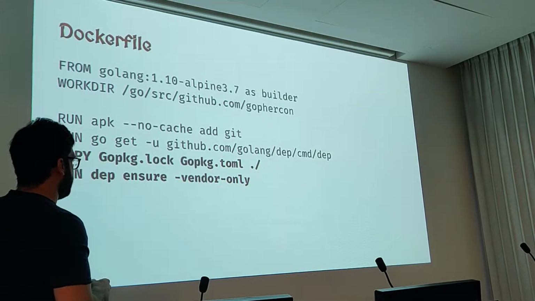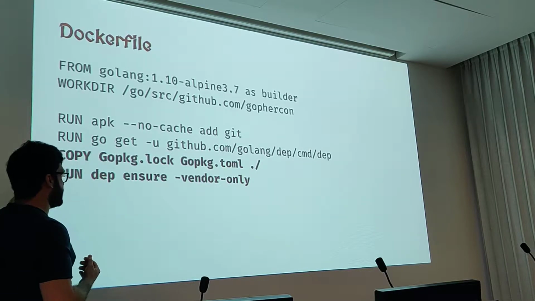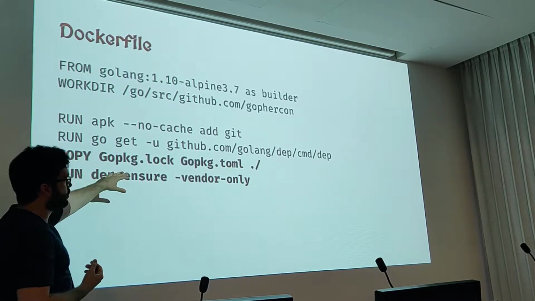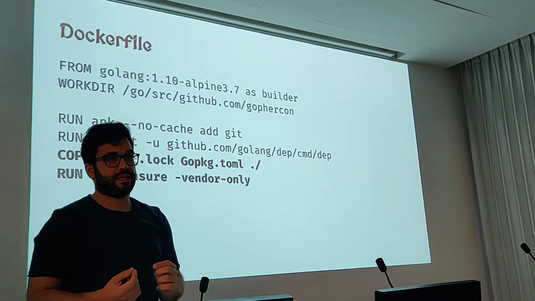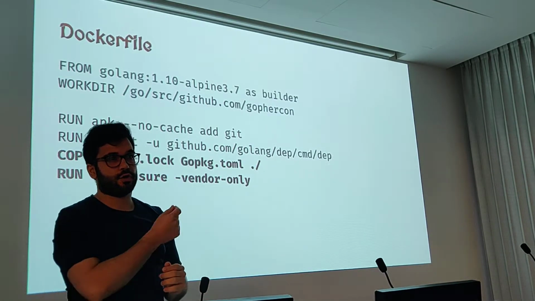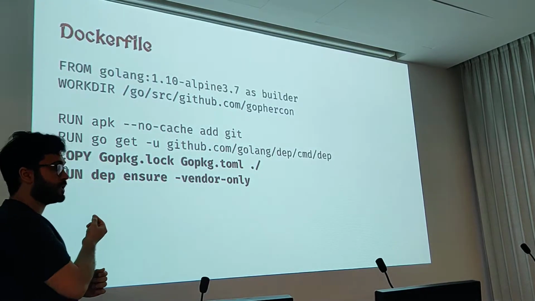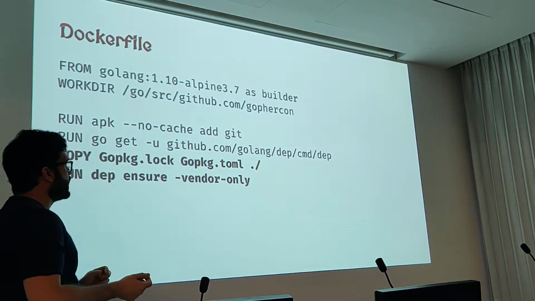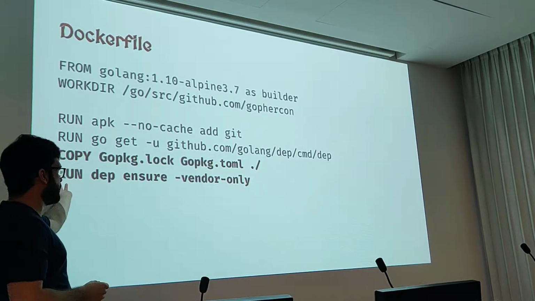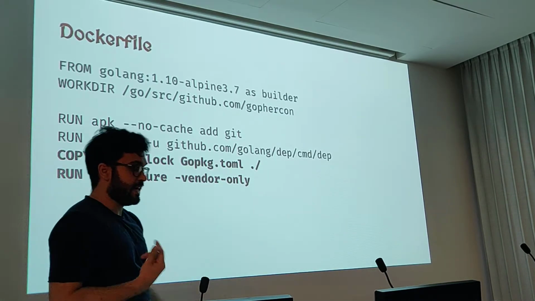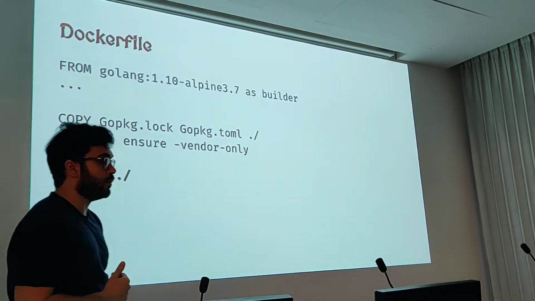So the first thing that we do with dep is copy the Gopkg.lock and Gopkg.toml, which are the files where you specify that we are going to be needing MOOCs, which was the project or the library that I was showing before. Okay. So after we have the dependencies that we need, we make sure that we install them. And then after we have that, we add our code.